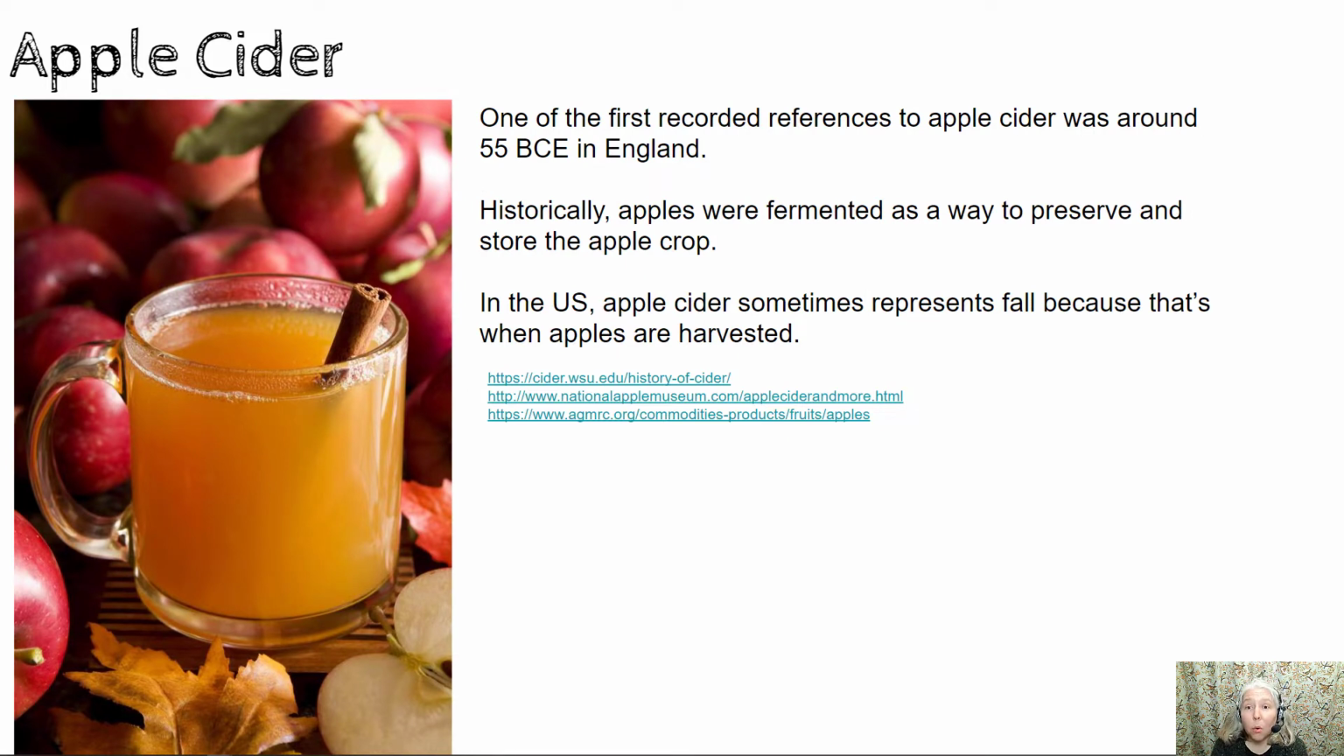One of the first recorded references to apple cider was found around 55 before Common Era in England. Historically, apples were fermented as a way to preserve and store the apple crop. In the U.S., apple cider sometimes represents fall because that's when apples are harvested.